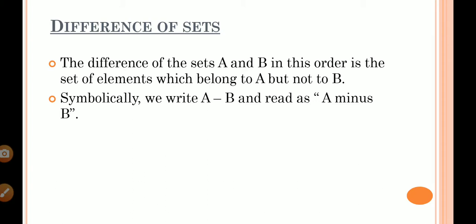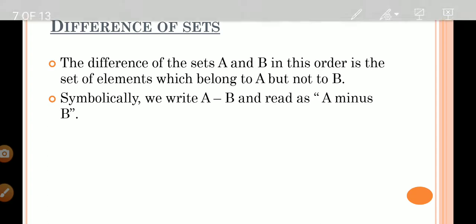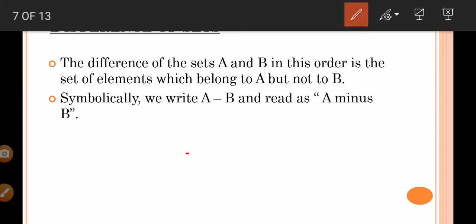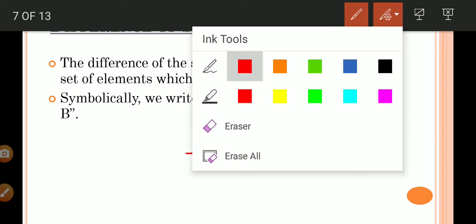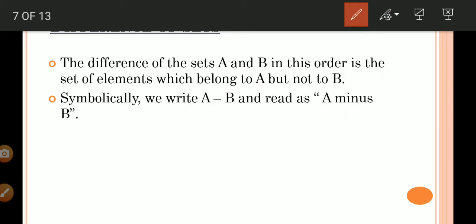Now let us see the difference of sets. The difference of the sets A and B in this order is the set of elements which belong to A but not to B. Symbolically we write A minus B. It is a difference sign, that is minus. We read it as A minus B. It is the difference of sets.